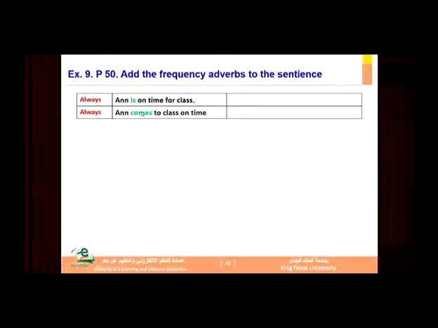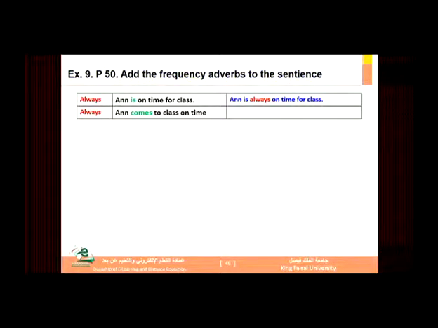And if the sentence contains a main verb like comes in this sentence, we also are going to see how always is going to come before the verb, while in the case of verb to be, it comes after the verb. So in the case of verb to be, it is after. In the case of the main verb, it is before. Okay, Anne is on time for class. Anne comes to class on time.